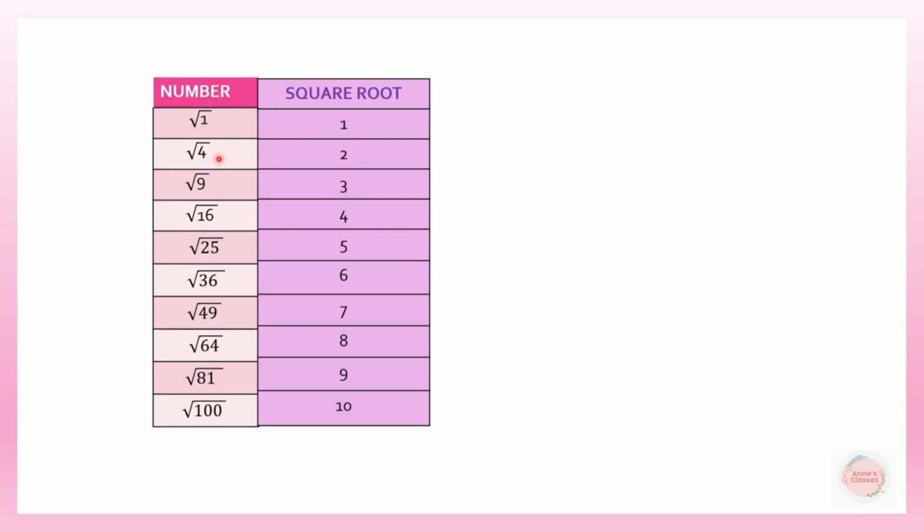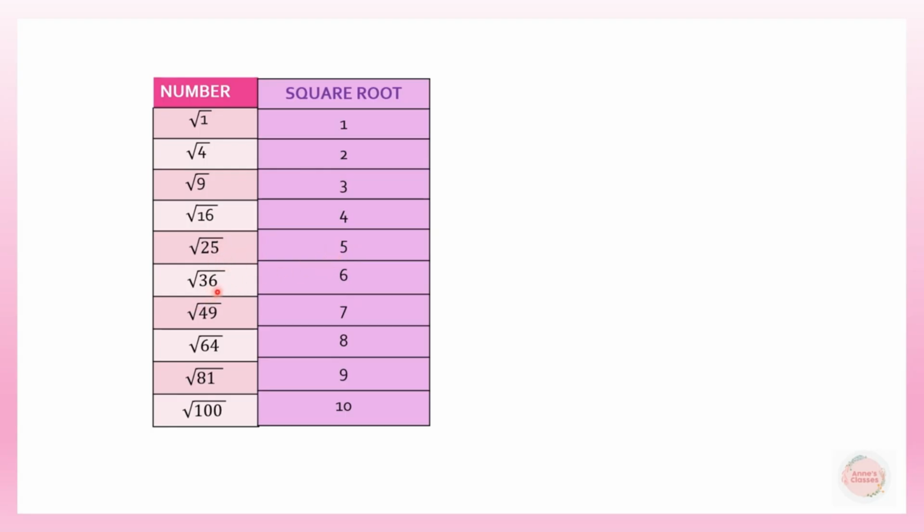Now the square root of 4, which is the number that multiplied by itself gives me 4? 2. 2 twos are 4. Similarly for 9, what gave me 9? 3 threes are 9. What gave me 16? 4 fours are 16. What gave me 25? 5 fives are 25. So the number that is multiplied by itself to give you a number is called the square root. So the square root of 25 is 5.